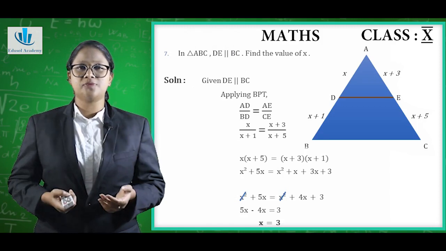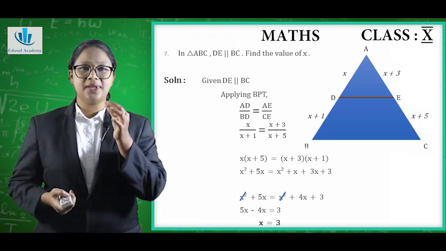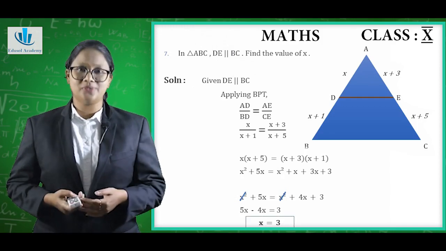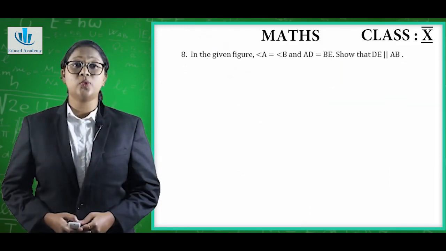What is 5x minus 4x? That is 1x or simply x. So x is equal to 3 is the solution of this problem. Let's move on to the next question.